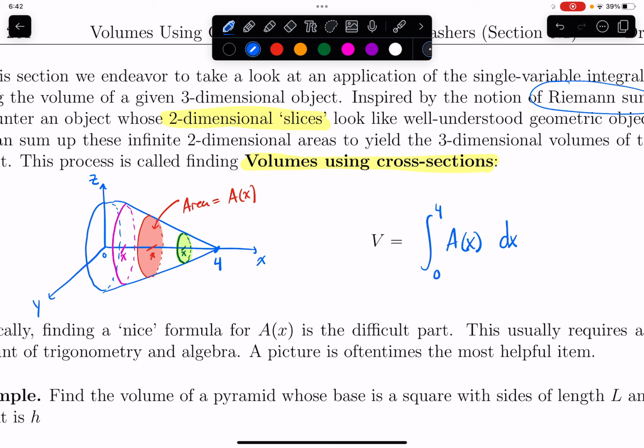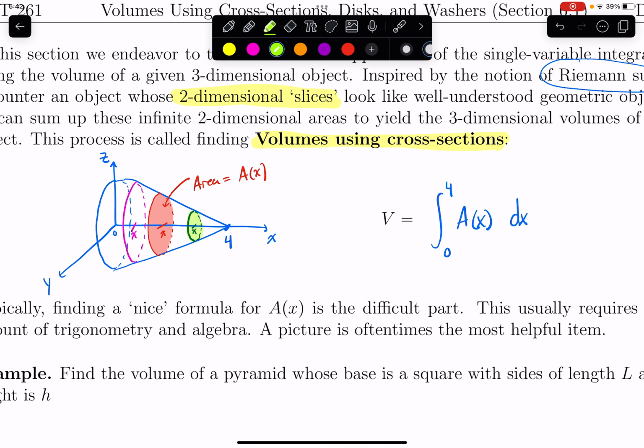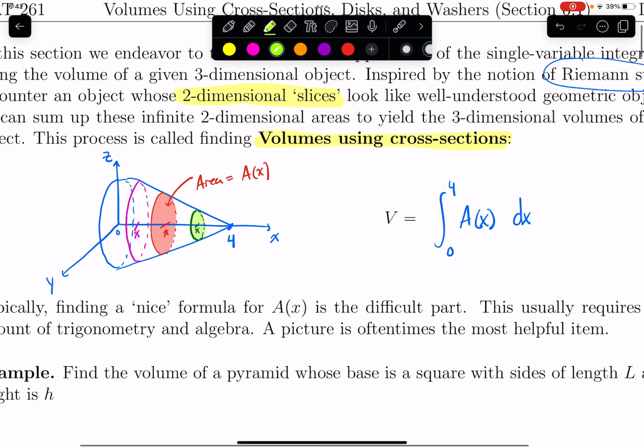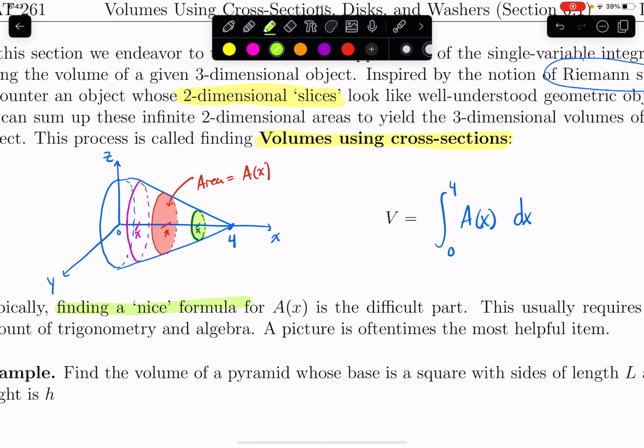But the important hard part of this entire procedure, as I noted in the following sentence, is that the hard part is actually finding a nice formula for A of x. That is really difficult. Finding that formula, which here, for example, my slices are just disks, so maybe we understand how to find the area of a circle. We'll revisit that notion in a little bit. But finding that is pretty hard.